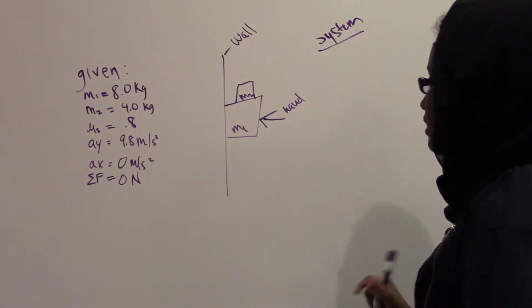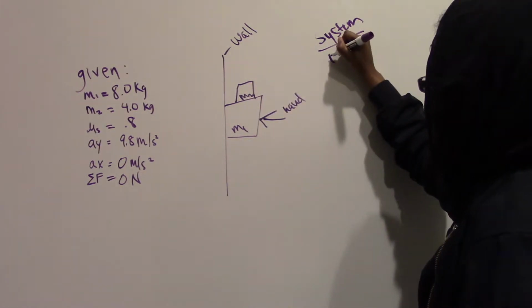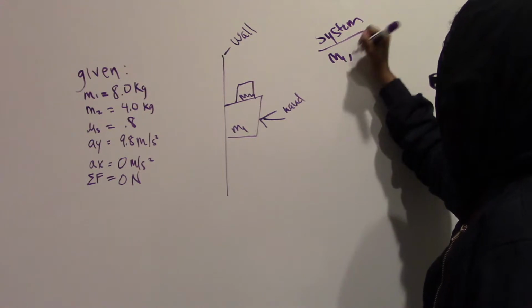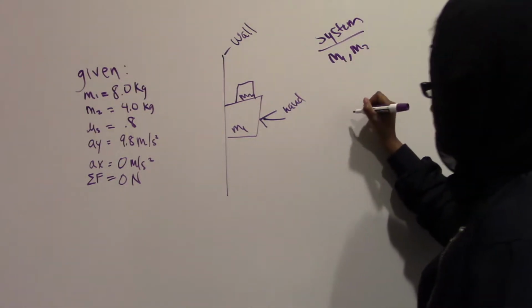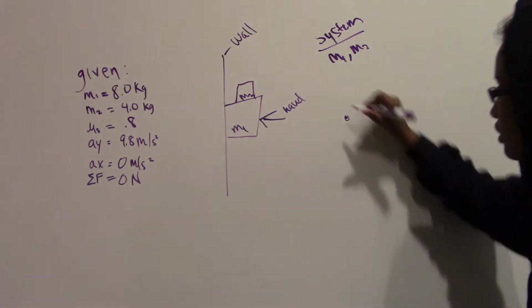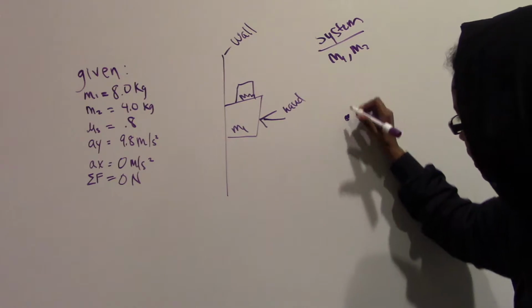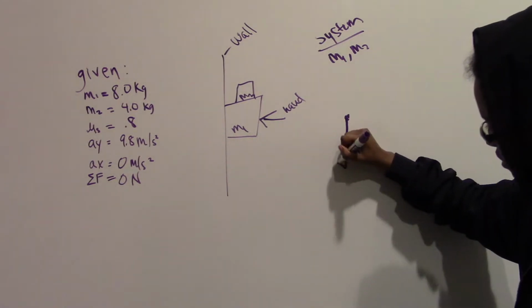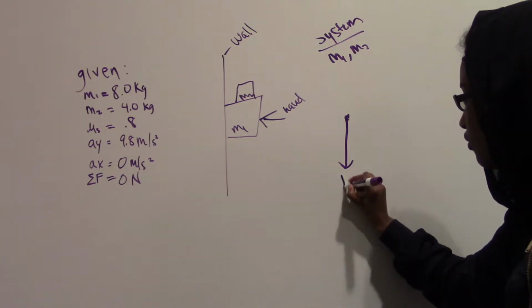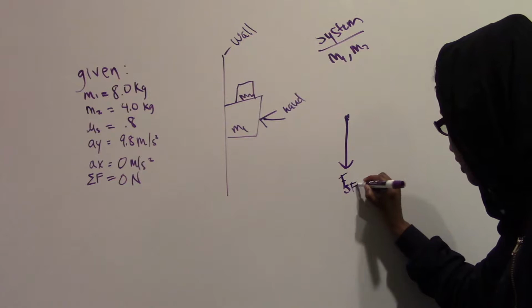Our system is going to be box 1 and box 2, just mass 1 and mass 2. Okay, so let's do this. I'm just going to draw that circular point. It's going to be our system, right? And we're going to say that there is a force on the system, the Earth. So F, system, Earth.